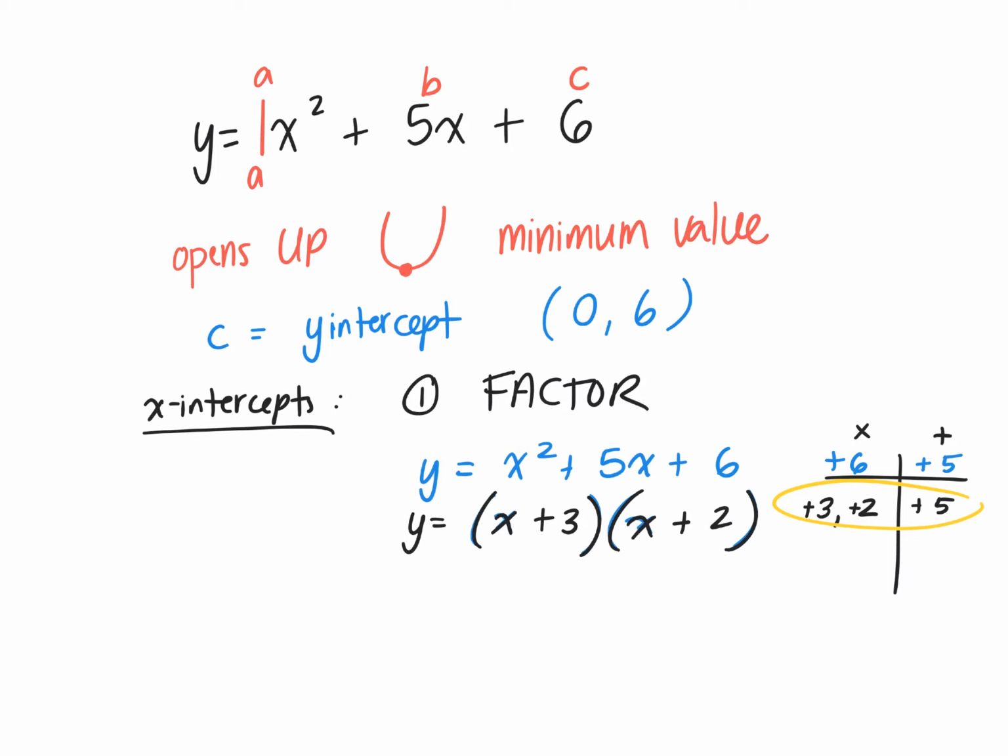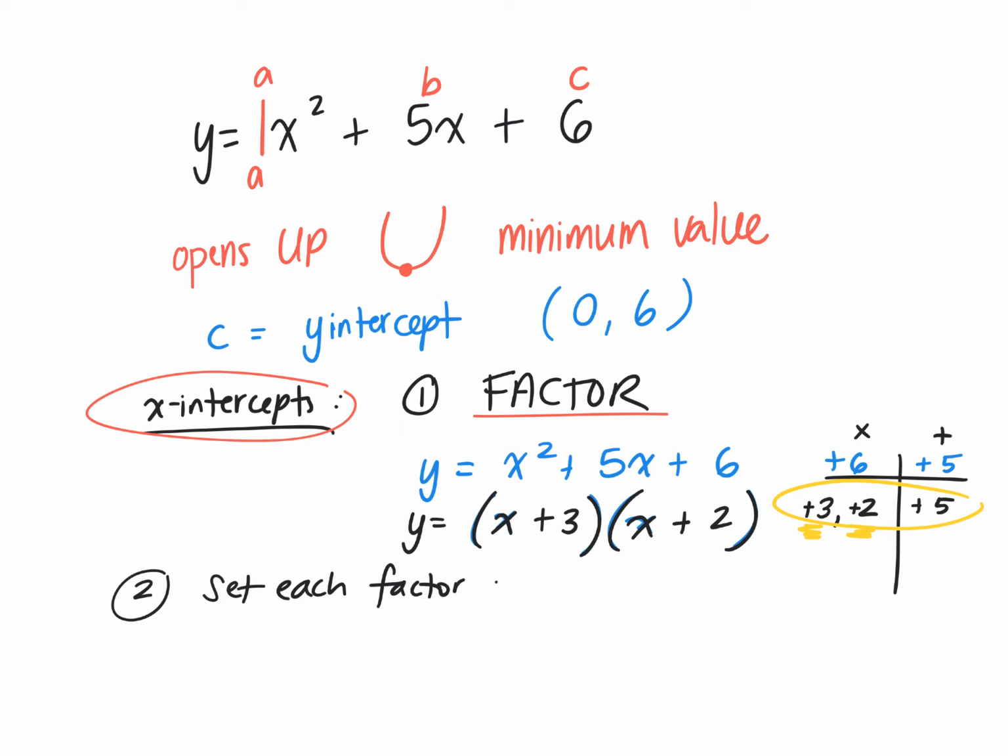Once you figure out the 2 things you multiply together, those are your factors, right? Okay, so I'm trying to find the x-intercept. So the first thing I have to do is factor, and then what do I have to do? What's step 2? Set each factor equal to 0. You're making y equal to 0.